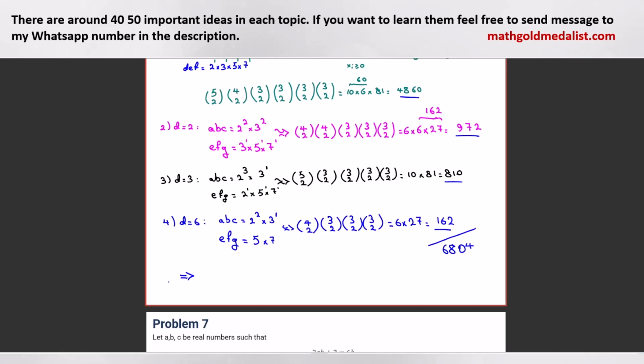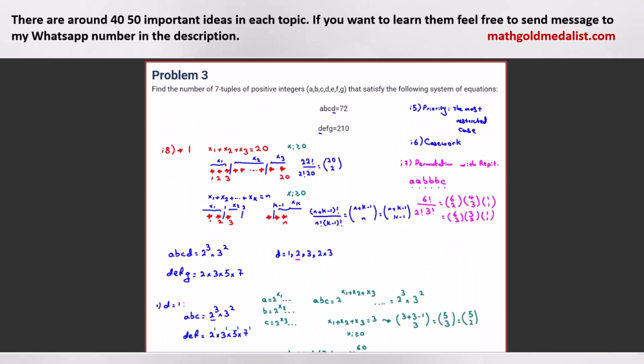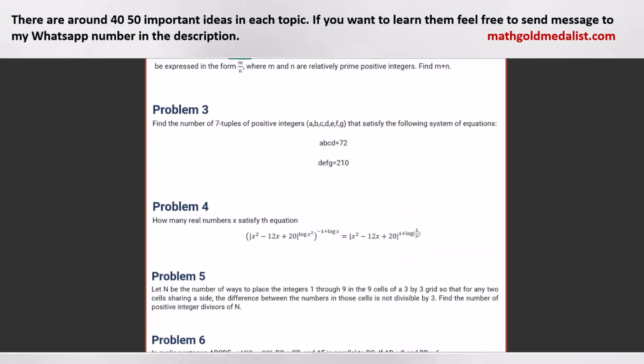In the beginning of the video, I said if the answer is greater than or equal to 1,000, consider mod 1,000, like problems of AIME. So the answer will be 804. Okay, so we solved this problem, and we've considered how many ideas so far? 8 ideas. Okay, it was problem 3.